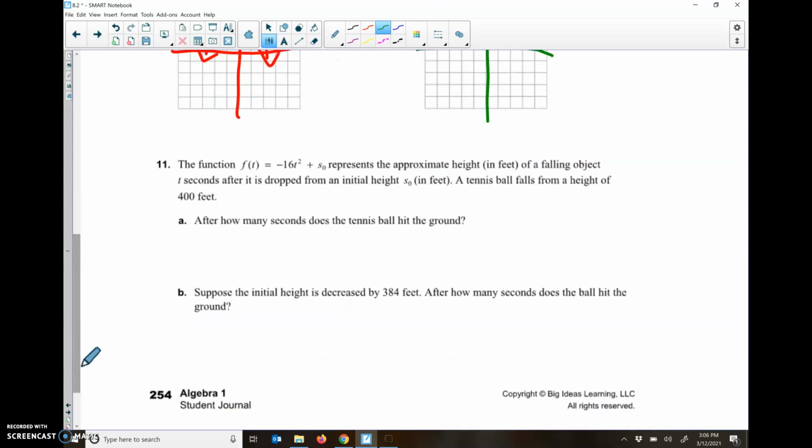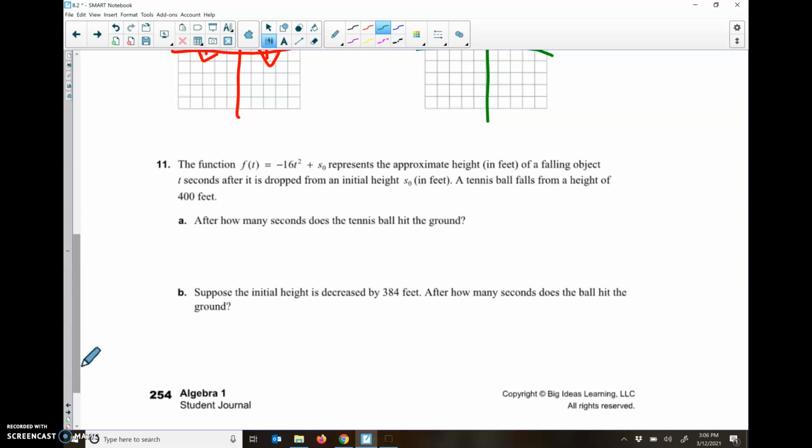All right, I think you have one of these on your homework talking about how things fall. So the function f of t equals negative 16t squared plus s sub 0 represents the approximate height in feet of a falling object after t seconds. So how fast does something fall? So it falls at 16 feet per second until it hits terminal velocity.